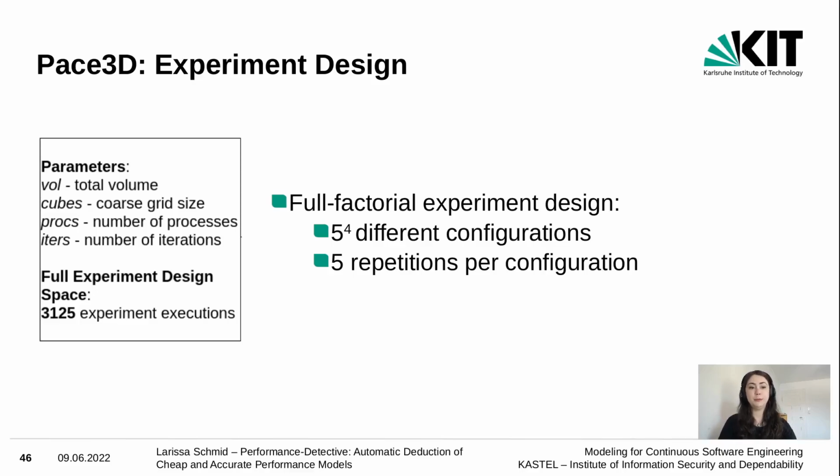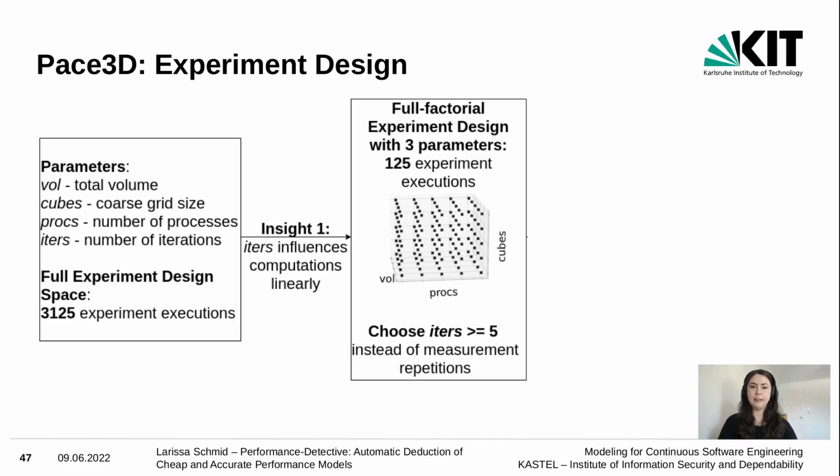3,125 experiment executions. Now, applying our first insight that again ITER's influences the computations linearly, we can strike it out as a parameter and now only have vol, cubes, and procs left as parameters. And also we can skip the measurement repetitions and instead set ITERs to a value equal or higher than 5.